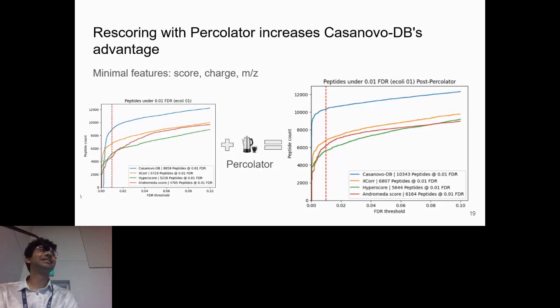Hi, very interesting. Can you comment briefly on the practicalities of memory requirements and runtime for this tool? For sure.